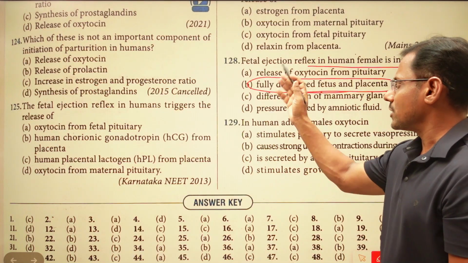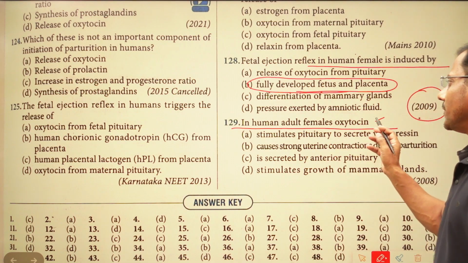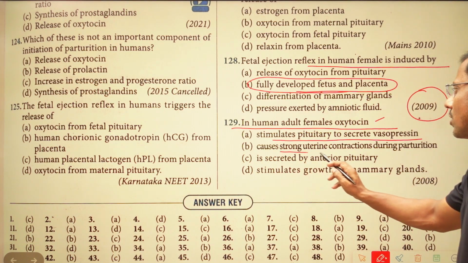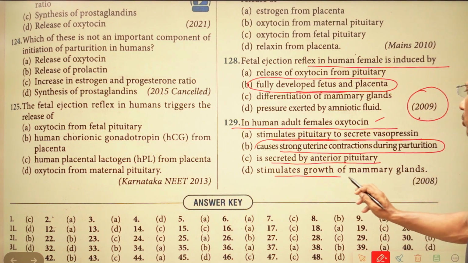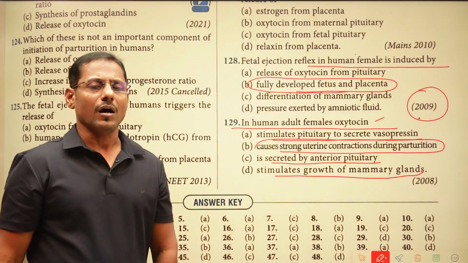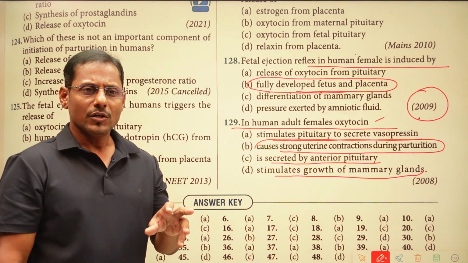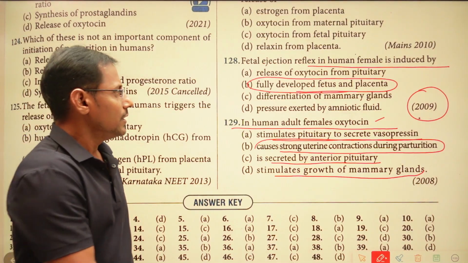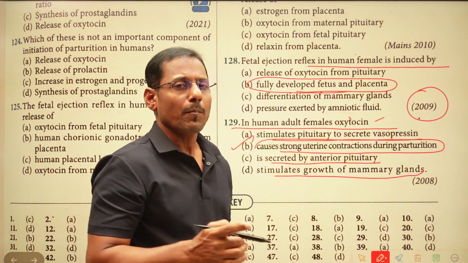Next one, this one is over. And 129: in human adult females, oxytocin stimulates pituitary to secrete vasopressin, causes strong uterine contraction during parturition, is secreted by anterior pituitary, stimulates growth of mammary glands. Here we have to think: only oxytocin is the hormone which acts on the myometrium of the uterus to make very strong contractions at the time of the parturition process.